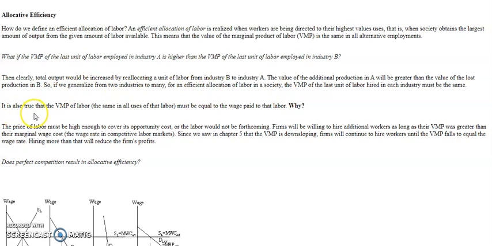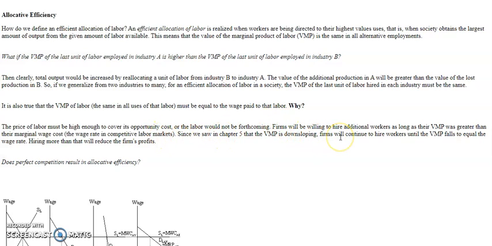It is also true that the value of marginal product of labor, the same in all uses of that labor, must be equal to the wage paid to that labor. What is the reason? The price of labor must be high enough to cover its opportunity cost, or the labor would not be forthcoming. What is the price of labor? It's the wage. It must be high enough to cover its opportunity cost, its sacrificing cost.